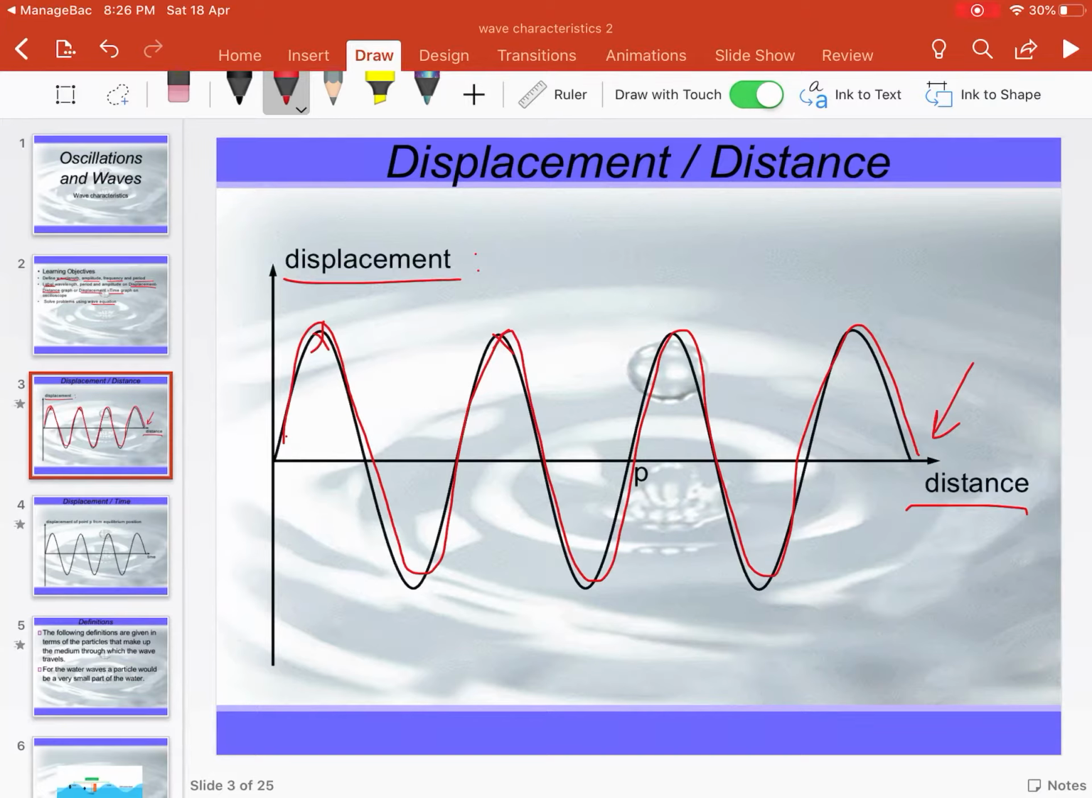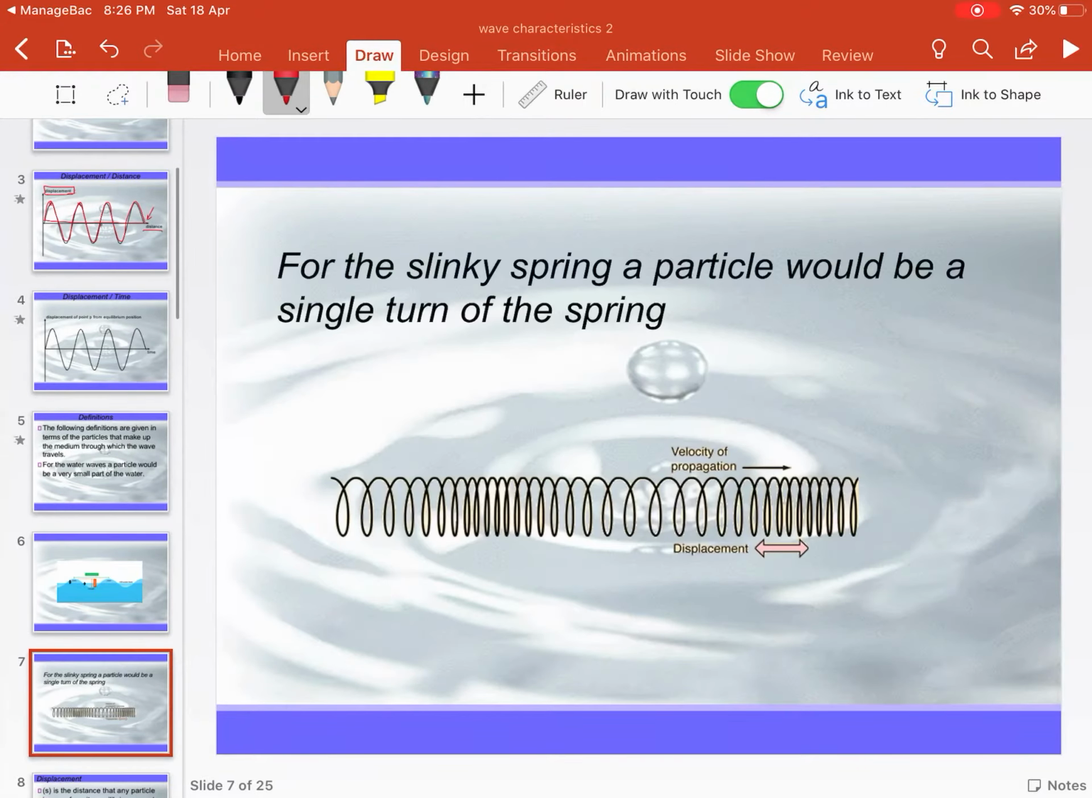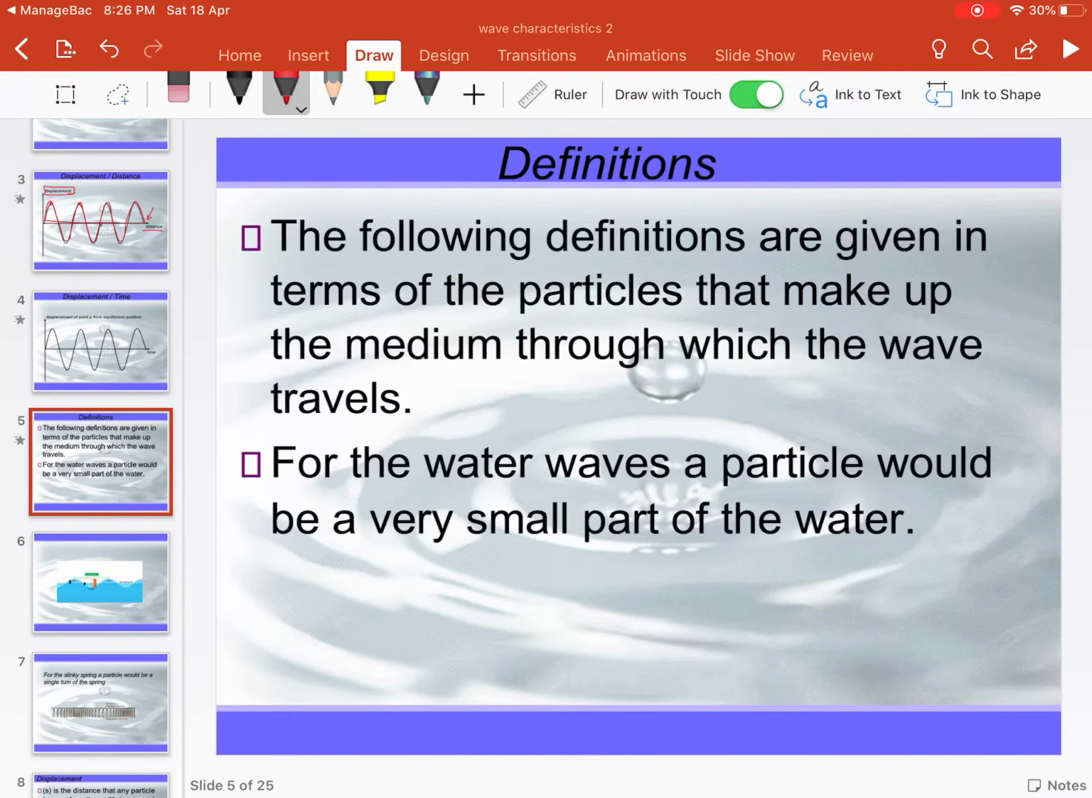Now, if you don't shake it and hold the rope straight, it is on this line. This is called the rest position. Now, displacement is how far, let me explain this again. Displacement is how far the particle is from its rest position.